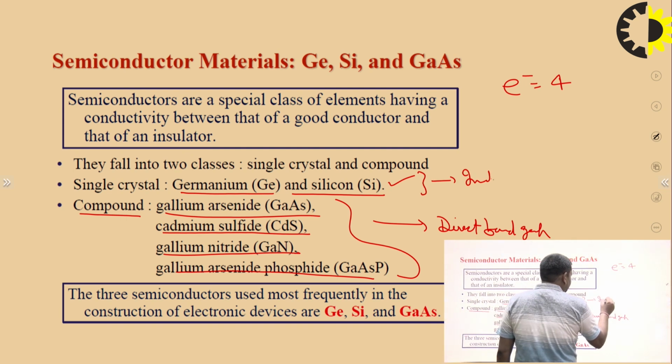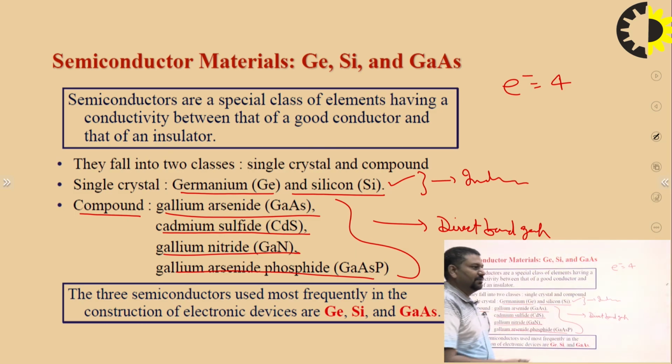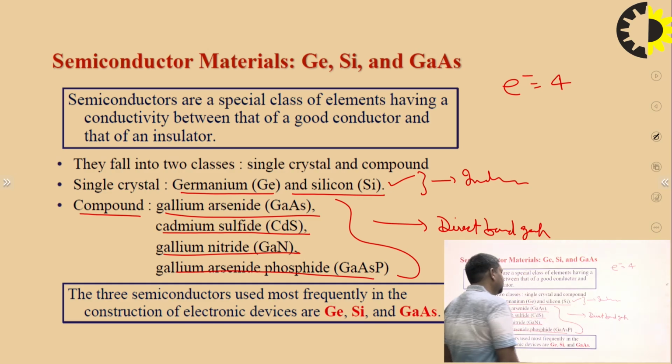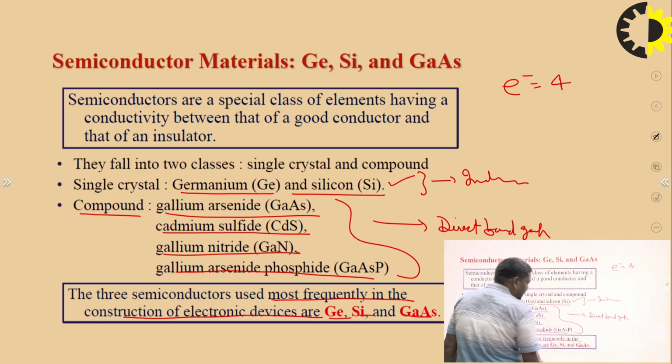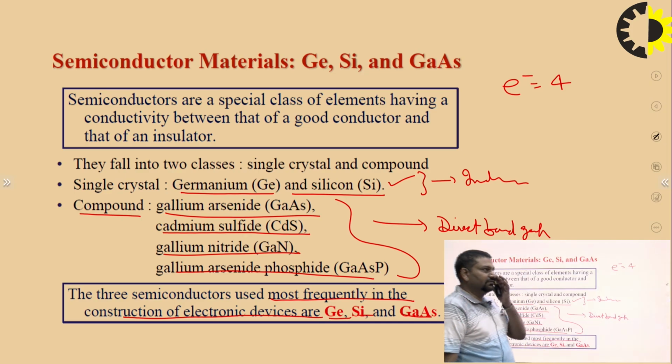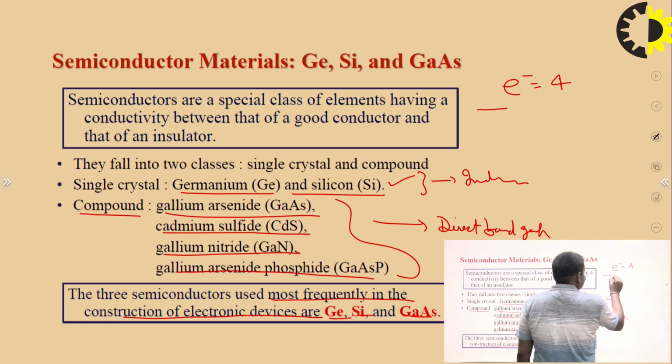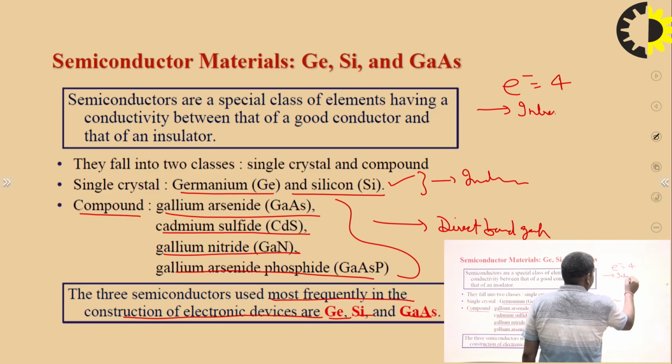Indirect band gap material means that the energy band gap and the momentum are not in the same phase. So we can say germanium and silicon are indirect band gap materials, and the direct band gap materials are compound materials, like gallium arsenide. These three semiconductors, germanium, silicon, and gallium arsenide, are most frequently used in the construction of electronic devices. The semiconductors are further divided into two parts: the first is the intrinsic semiconductor, and the second is the extrinsic semiconductor.